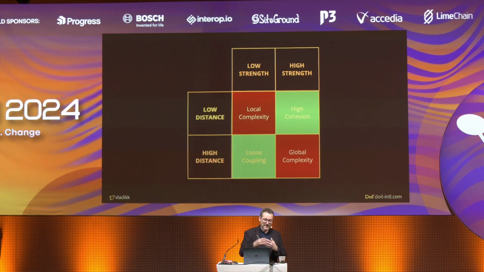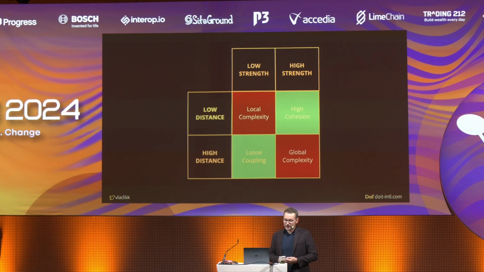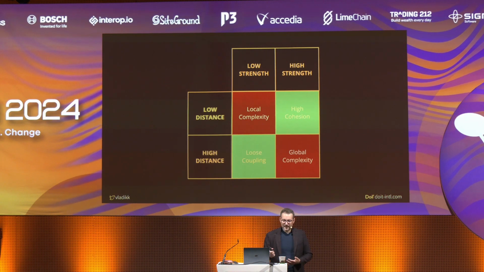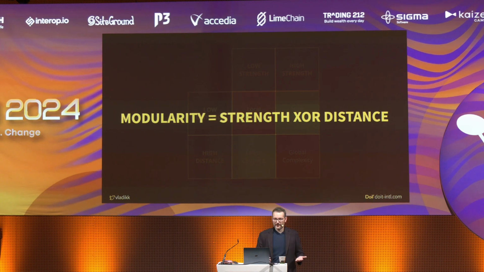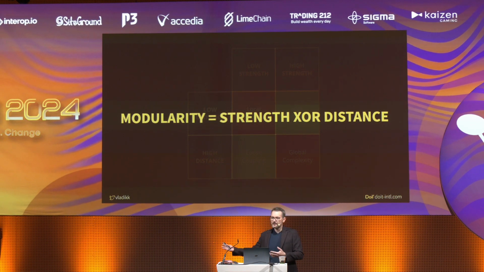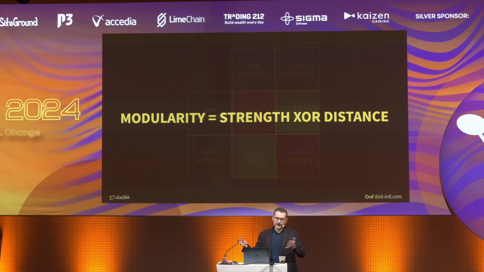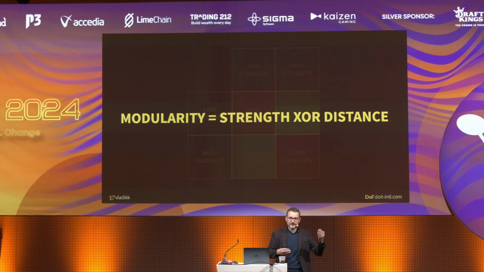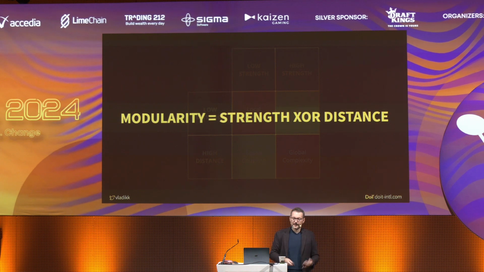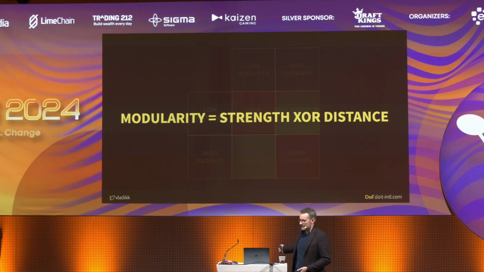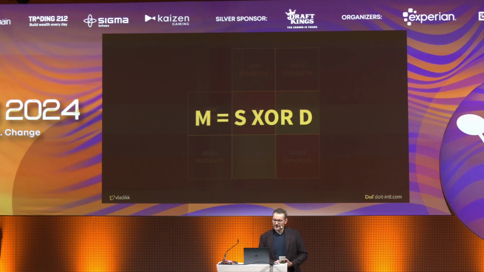Now, this relationship between the integration strength and distance can be expressed as strength XOR distance gives us modularity. If they're inversely proportional, we have modularity. If they are not, or in other words, they are equal, the distance is high and strength is high as well, or both are low, you get complexity. And let's optimize this a bit more. M equals S XOR D.